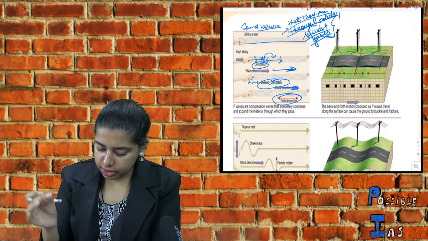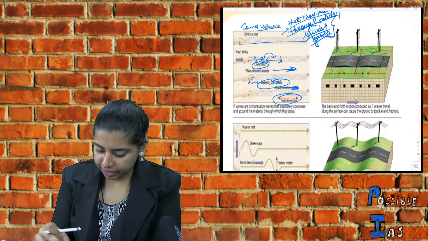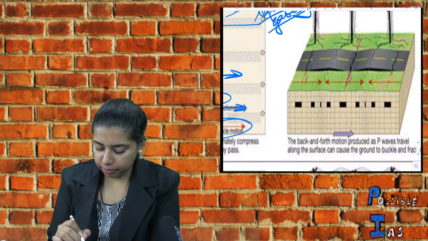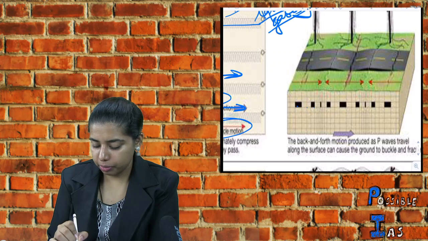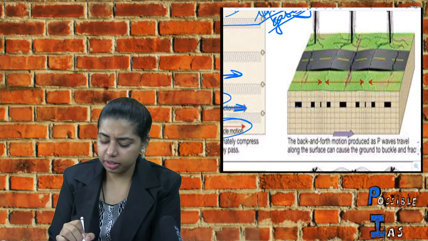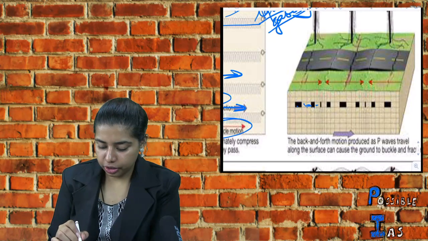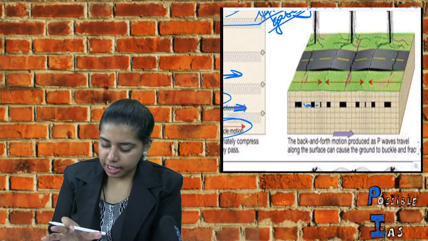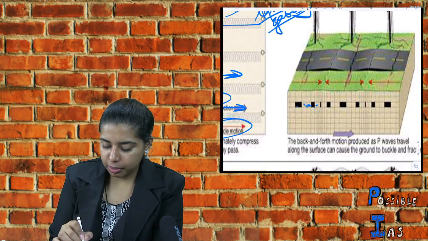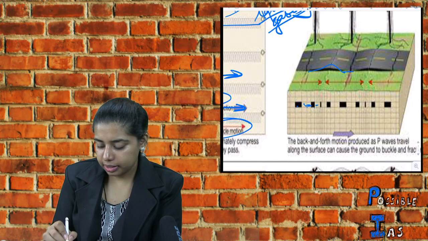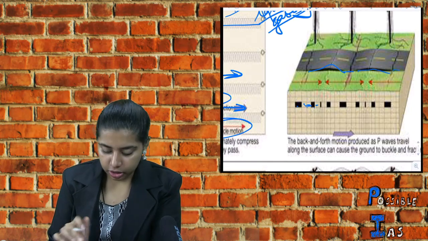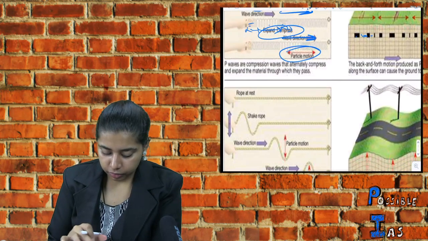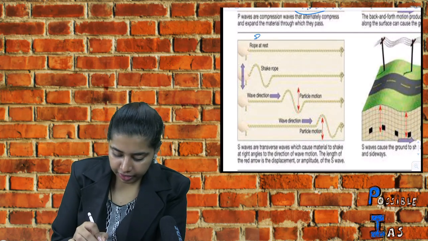So again, now you see that when P waves are moving below the surface of the earth by compression and expansion, the black parts represent compression and the light ones represent expansion. So it will have the same effect on the surface of the earth also. This part compresses, expands, cracks, compresses, expands. Okay, so like that. Now coming to S waves.